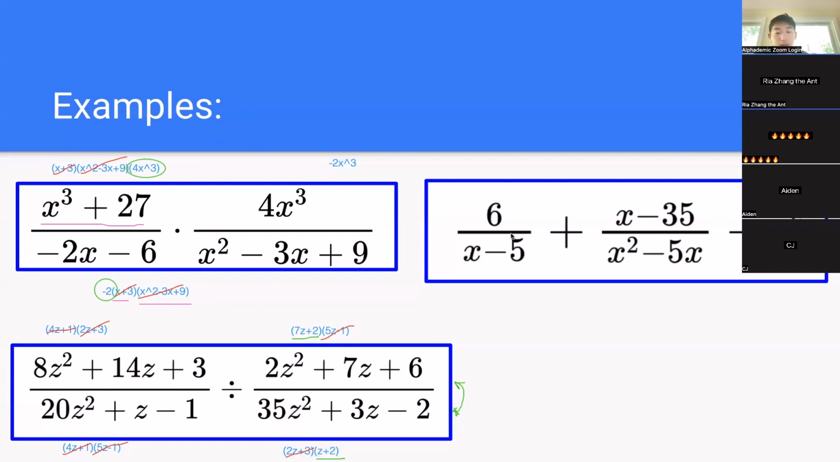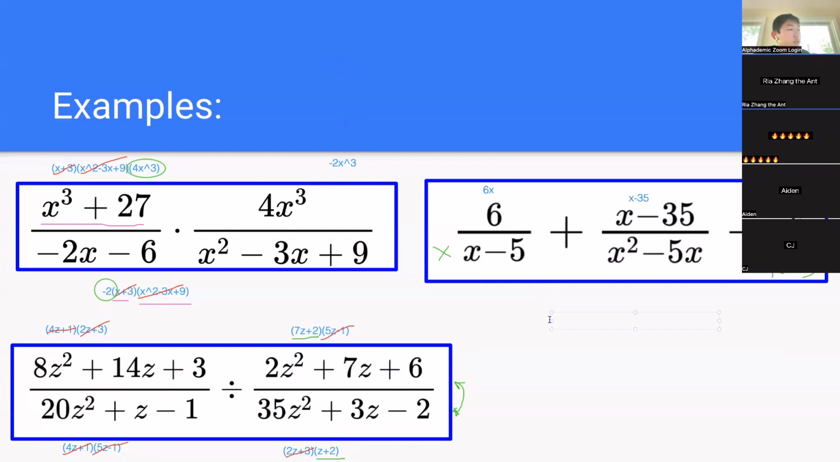Finally, this one is a bit more complicated. So we have x minus 5 and then x squared minus 5x. So right here, right away, you can see that the only difference between these two is an x. And this one right here, the only difference is x minus 5. So you want to, of course, have it so that they all have a common denominator. So the first one would be 6x on the top, let me put that up, 6x. This one would just stay x minus 35. And then lastly, this one, you would get 2x minus 10 when you multiply.